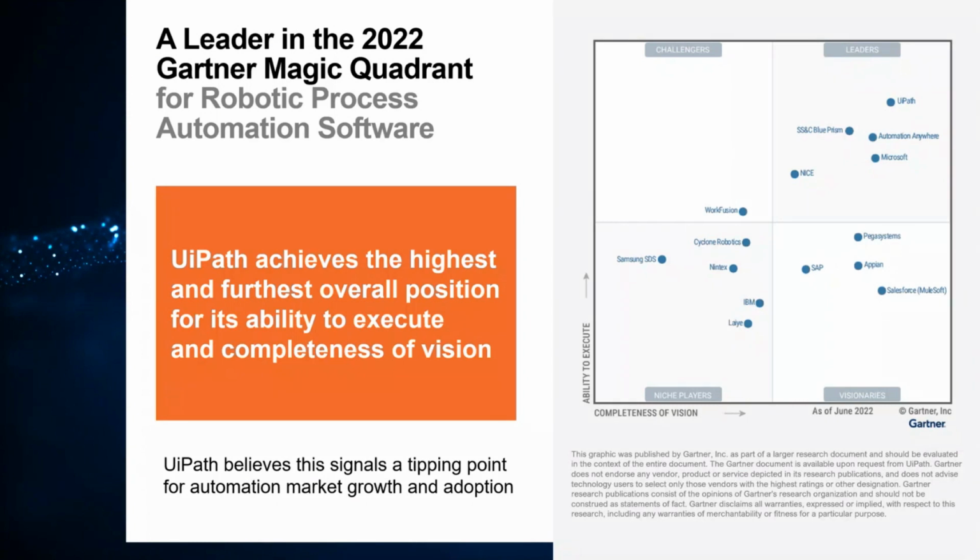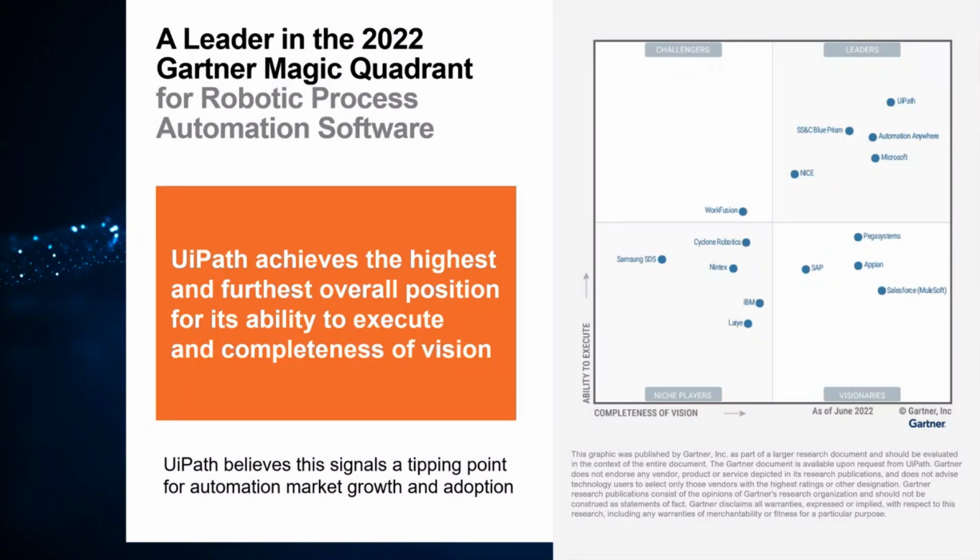It's basically at the top right section of the chart. So what does it mean? It means that it's not just robotic process automation software, but UiPath is also the leader in this software as well.